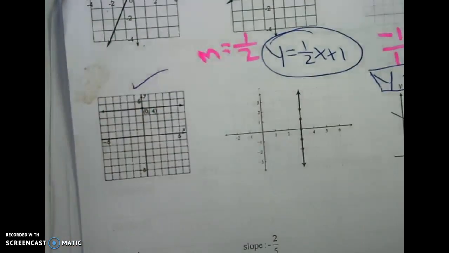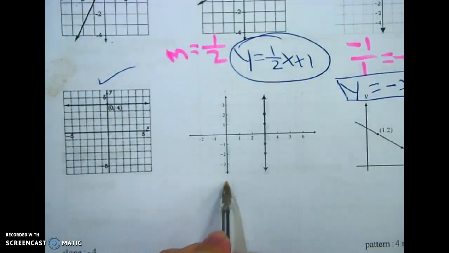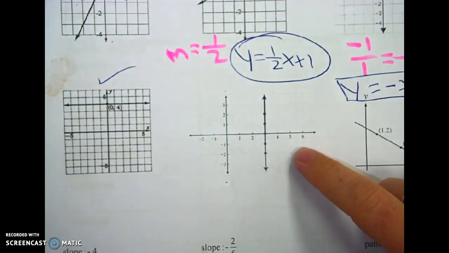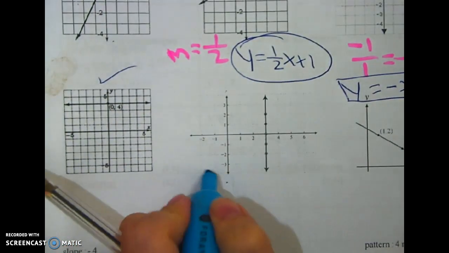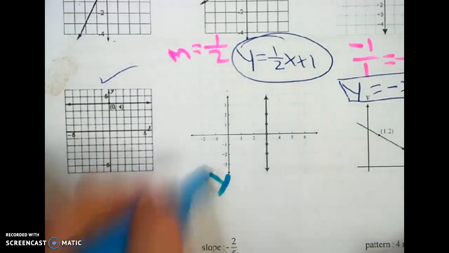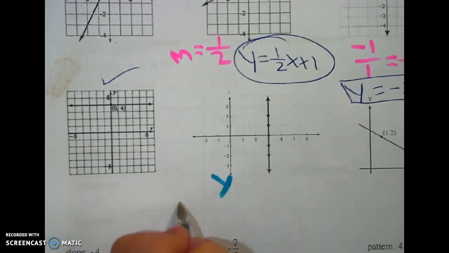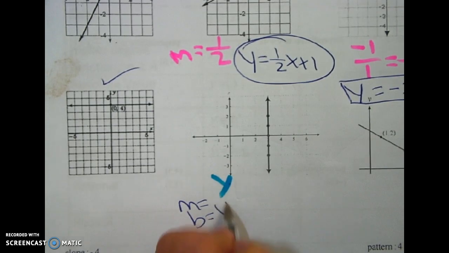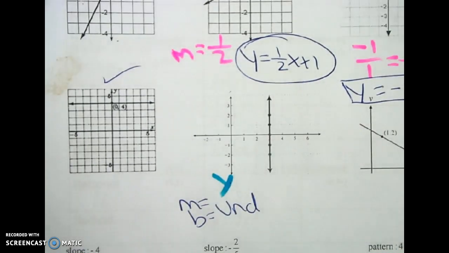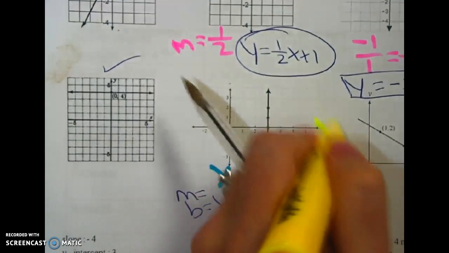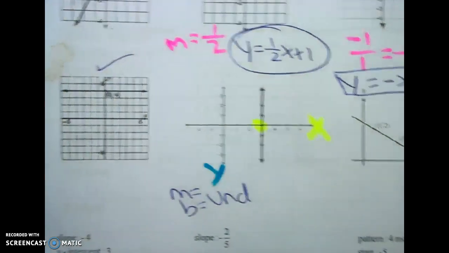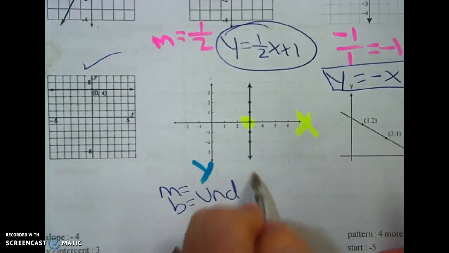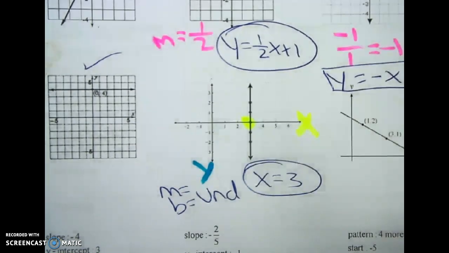You did this one in class, okay? You know what that is. So this one we're going to do now. Now the problem is I'm trying to find my b. My b is supposed to be along my y, but there is no b. If there's no b and there's no m, your m and your b are undefined. Therefore, it doesn't follow any of the rules, and you go along the x-axis. So the equation is x equals 3. Remember, it doesn't follow any of the rules.